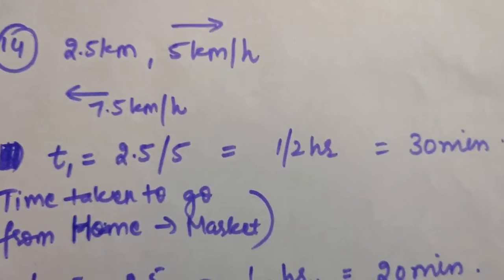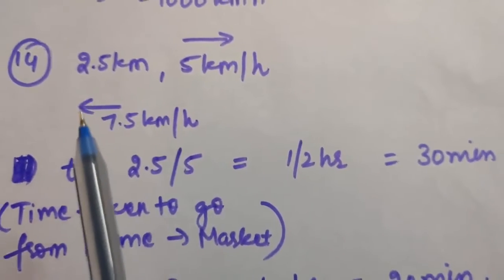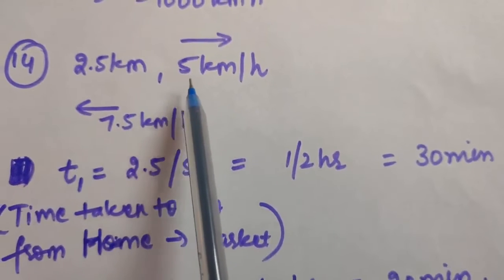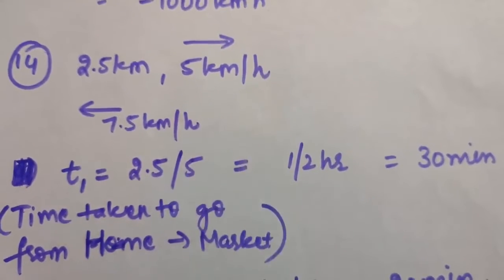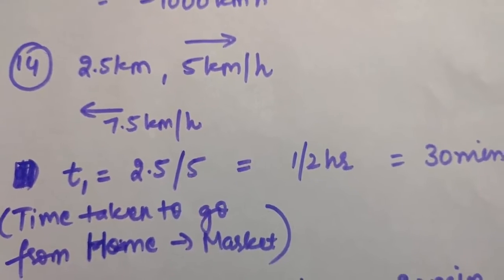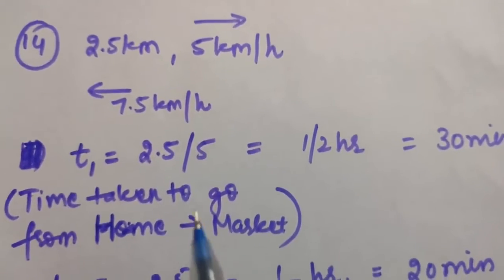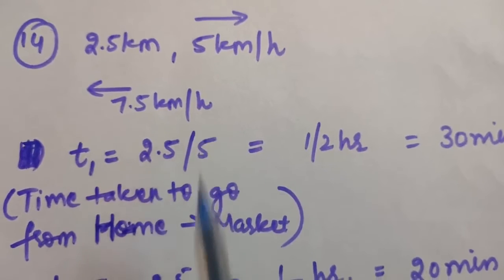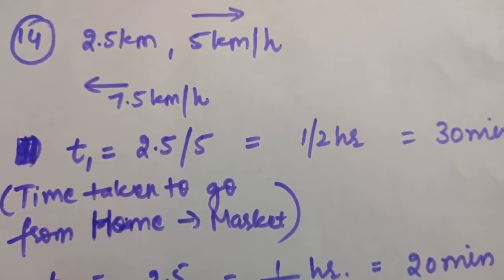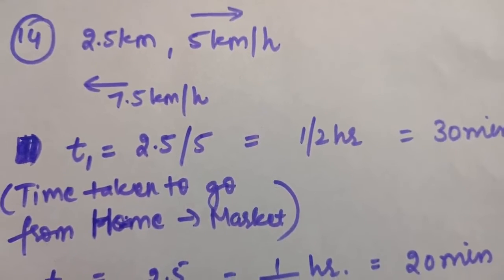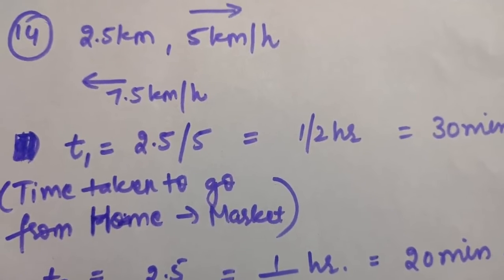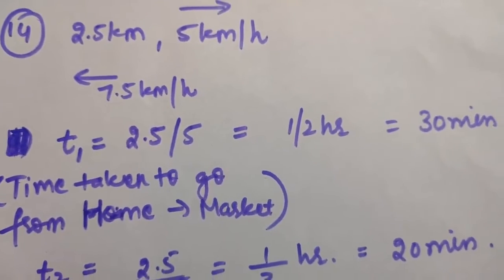Okay, so the question says there is a man who walks from his home to the market, which is 2.5 kilometer away, and he travels with a speed of 5 kilometer per hour. When he reaches there, he finds that the market is closed, and therefore he returns back to his home with a speed of 7.5 kilometer per hour. So the question is asking what is the magnitude of the average velocity and average speed of the man over the intervals 0 to 30 minutes, 0 to 50 minutes, and 0 to 40 minutes.